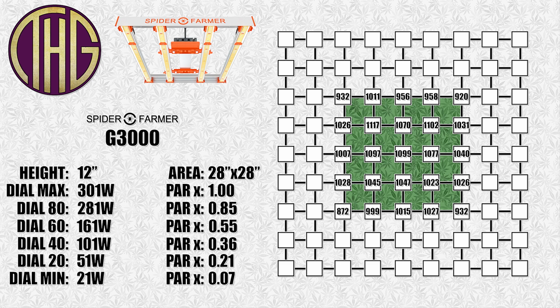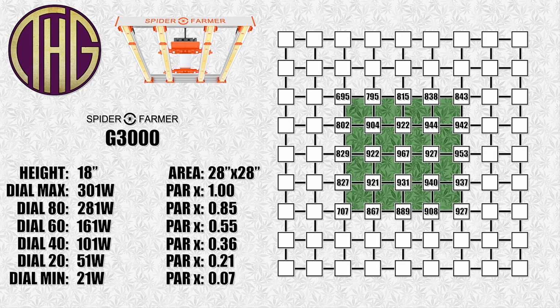This light will draw 300 watts from the wall at full power, and it goes down from there as you dim the dial. At 80, it pulled 281 watts from the wall. At 60, it was pulling 161 watts. At 40, it went down to 101 watts. At 20, it was pulling 51 watts. And finally, at minimum, it pulled 21 watts from the wall.